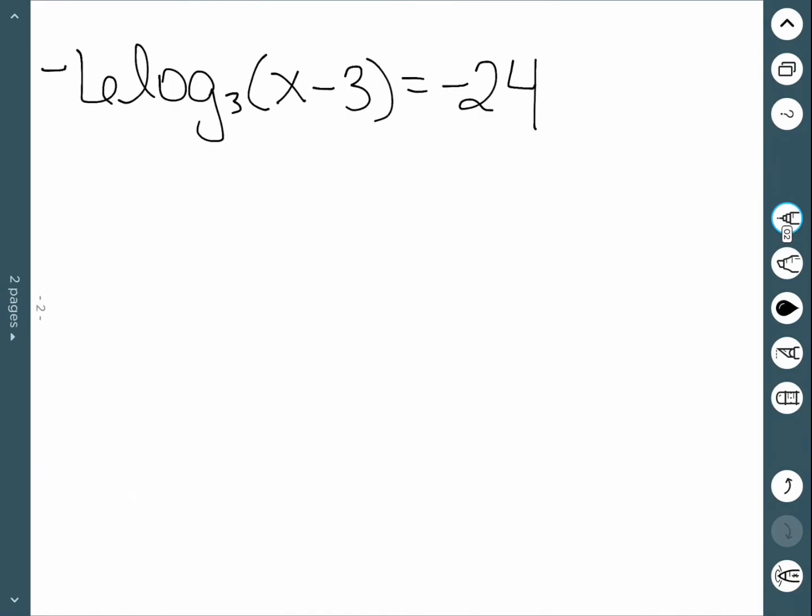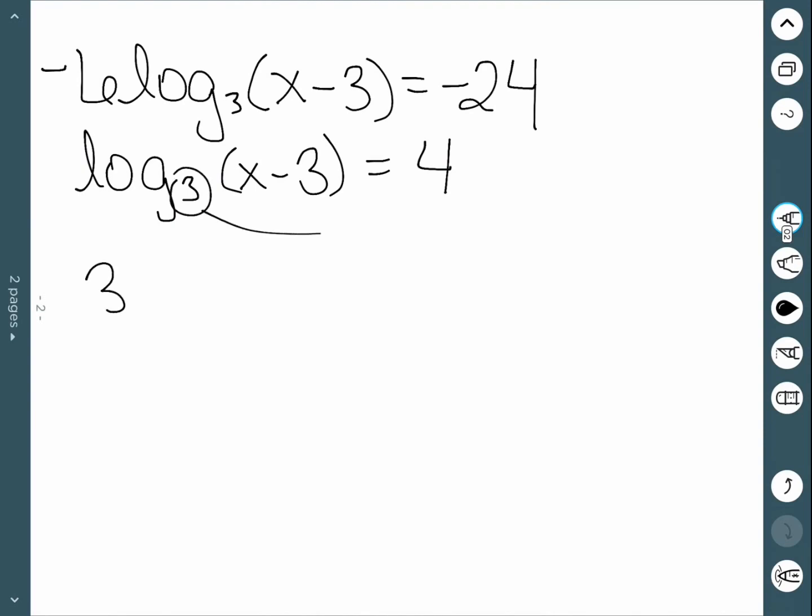Another example, just like in the last one, our first step is to actually divide by negative 6. That gives us log base 3 of x minus 3 equal to 4, since negative 24 divided by negative 6 is 4. We can then move to exponentials.